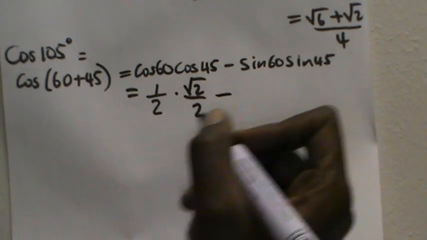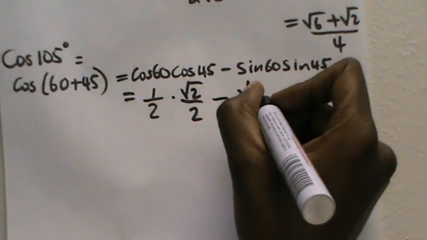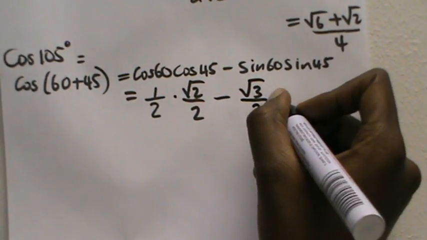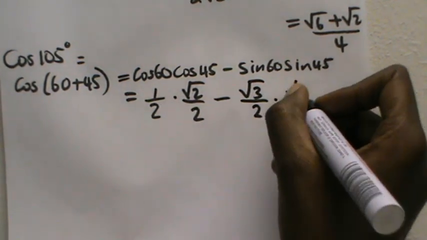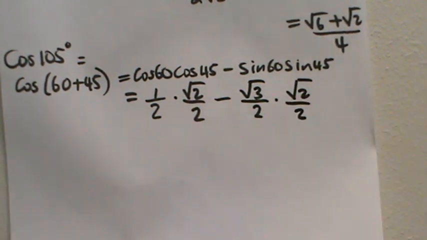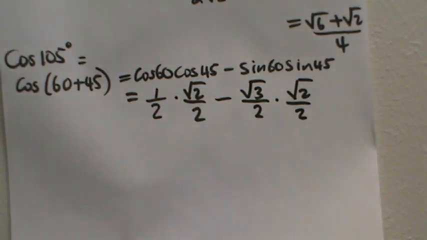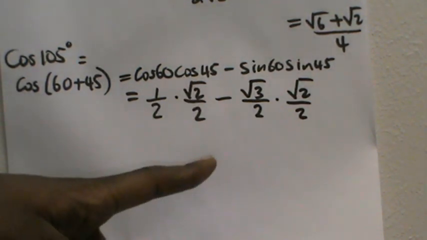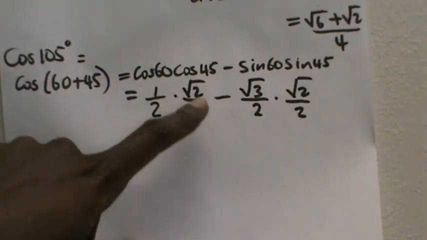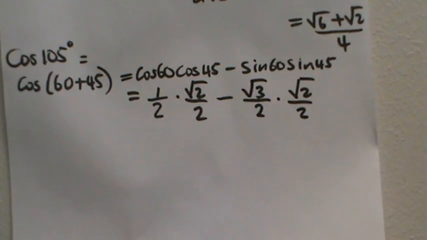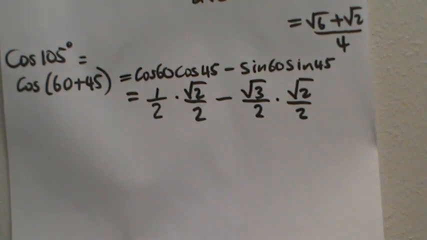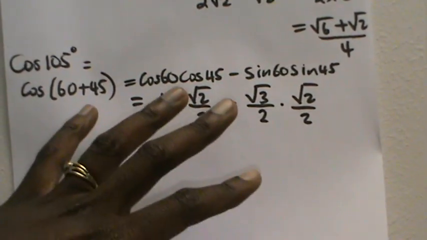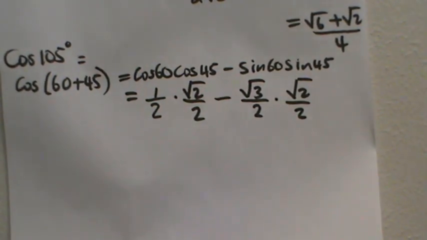And then here, minus sine of 60, this is square root of 3 over 2. And then sine of 45, this is square root of 2 over 2. Now the only reason I'm rewriting it like this from this step is because the denominators are rational, and I don't want to have to rationalize like I did in the previous one. So I'm just making my work easier right from the get-go.